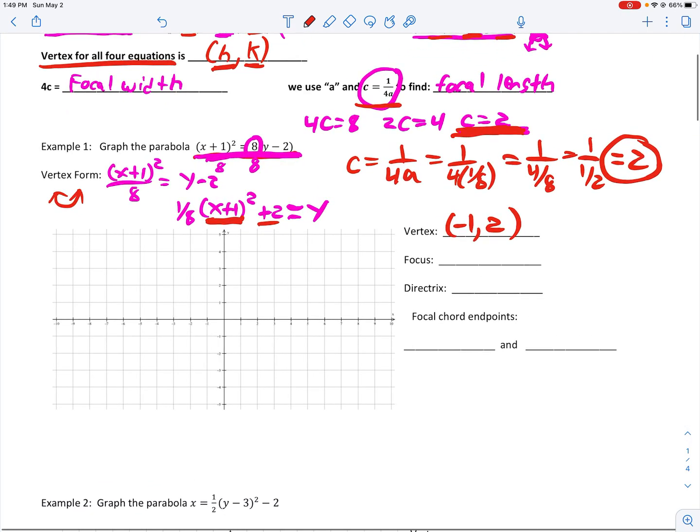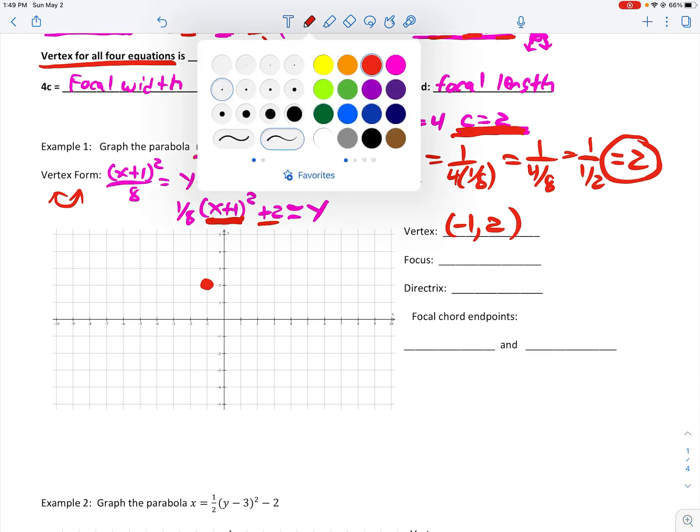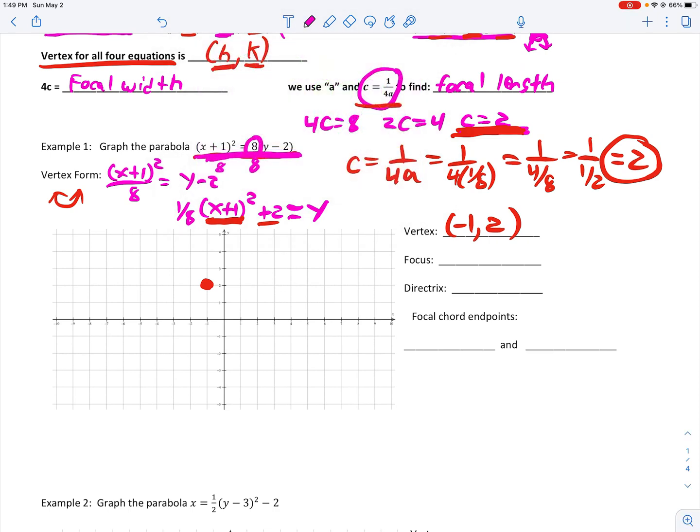So since it's been shifted left 1 up 2, I'm going to go left 1 up 2. There's my vertex. My focus is going to be 2 units away from that. How do I know which way? Since it opens up, I'm going to go up 2. So my focus would be at -1, 4. The directrix is opposite of what I do for the focus, so I'm going to go down 2. So that means there's a horizontal line that goes through that point. So that would be y equals 0.